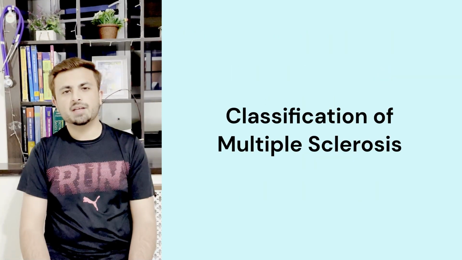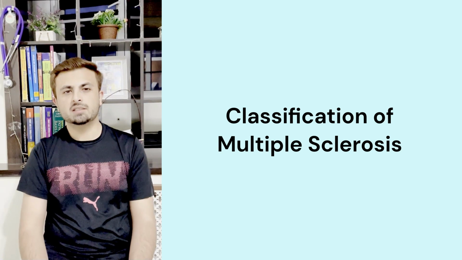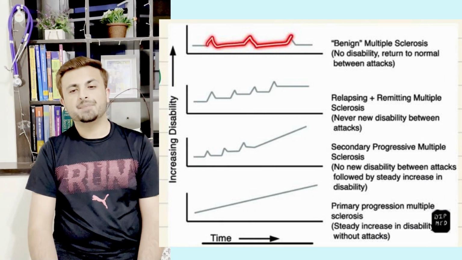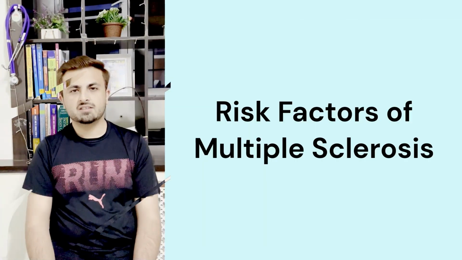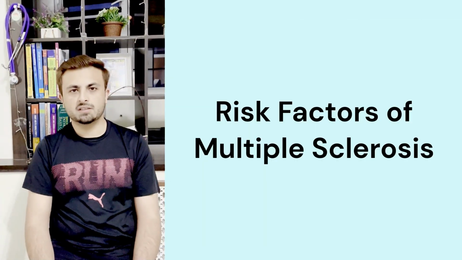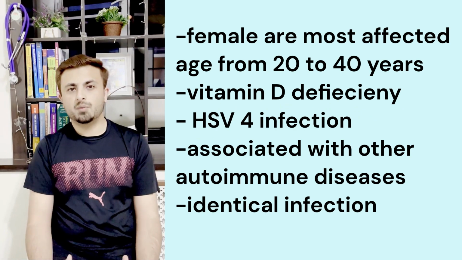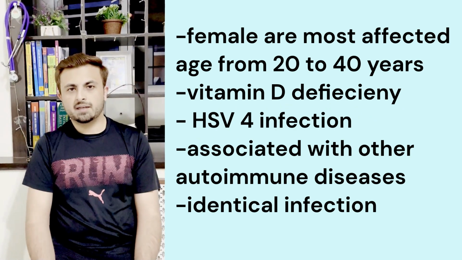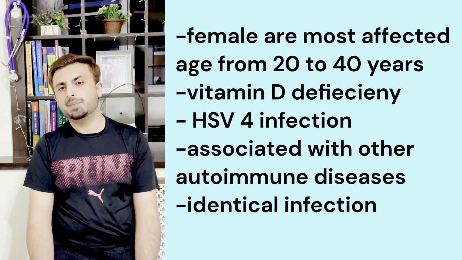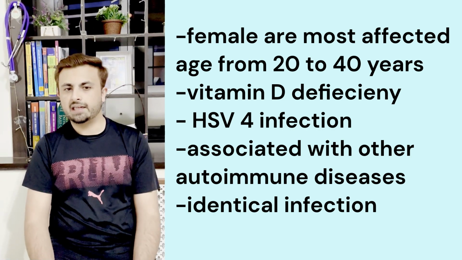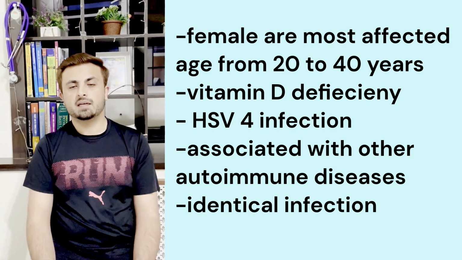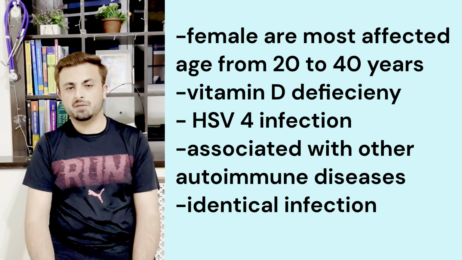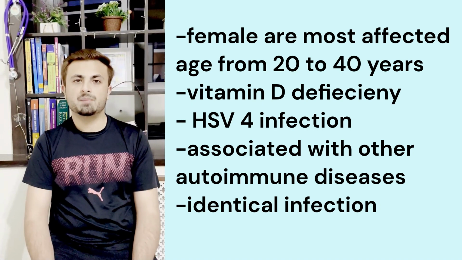Now we will discuss the classification of multiple sclerosis. It is divided into 4 types: the benign, the relapsing remitting type, the secondary chronic progressive type, and the primary progressive type. Let's talk about the risk factors of multiple sclerosis. First of all, females are affected more than males. Secondly, people who have vitamin D deficiency are likely to suffer from multiple sclerosis. And thirdly, a person who had a herpes simplex infection before is more likely to have multiple sclerosis.